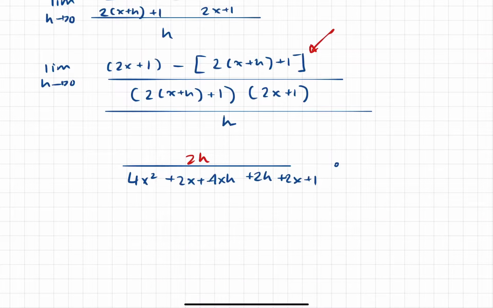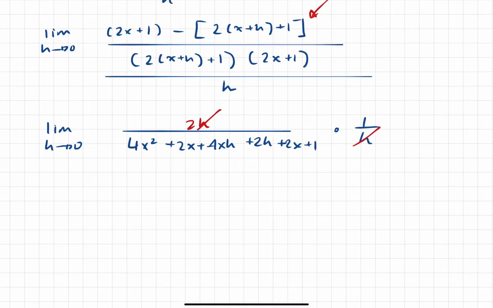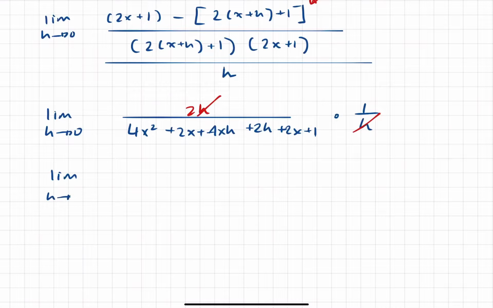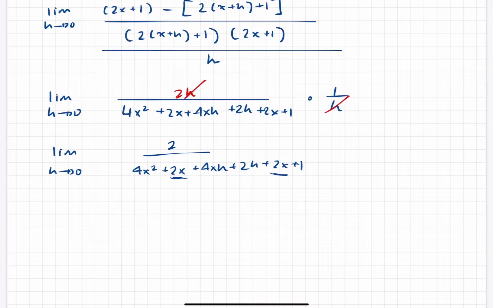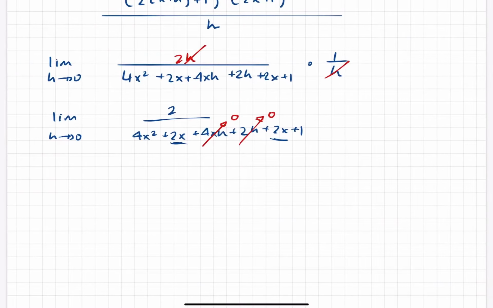To make it easier to visualize, you can multiply by the reciprocal. Quite conveniently, our h's cancel out. All we're left with is the limit as h goes to 0 of 2 over 4x squared plus 2x plus 4xh plus 2h plus 2x plus 1. Of course, you can group like terms, but the main premise is that x is independent of h. So as h approaches 0, all our h terms also approach 0, hence they cancel out.